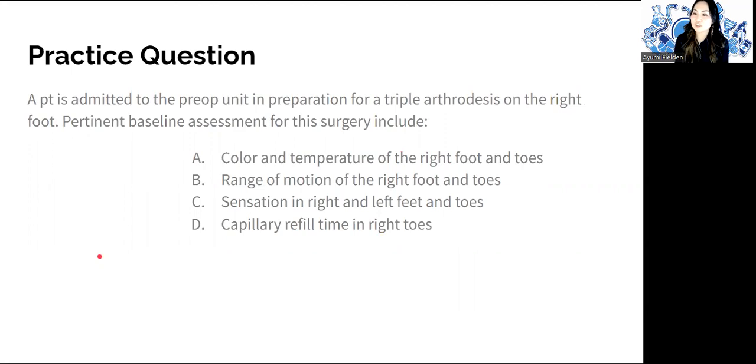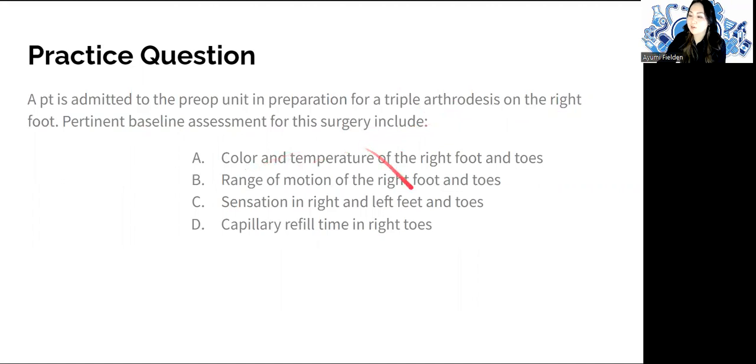A patient is admitted to the pre-op unit in preparation for a triple arthrodesis on the right foot. If you don't know what this surgery is, again, you do want to look at the nomenclature. So when you're studying for CPAN, look at those nomenclatures. What does otomy mean? What does arthro mean, and stuff like that? It kind of gives you an idea what kind of procedure that is. If you know arthro means something with a joint, so that's an orthopedic procedure, and it tells you it's on the right foot. So pertinent baseline assessment for this surgery includes which one?